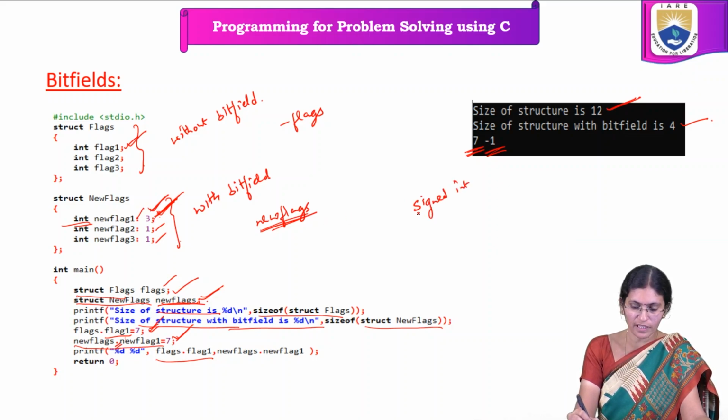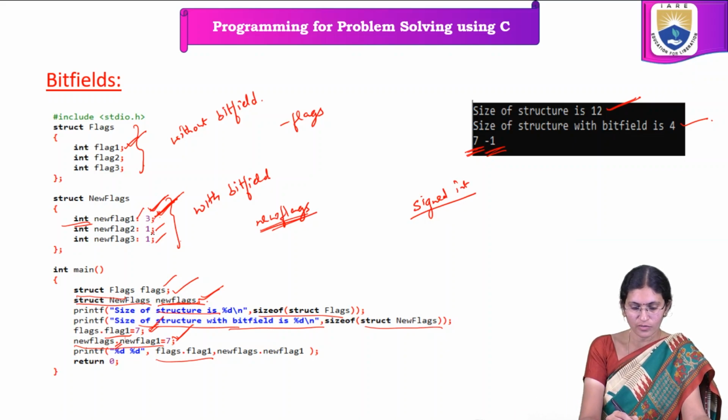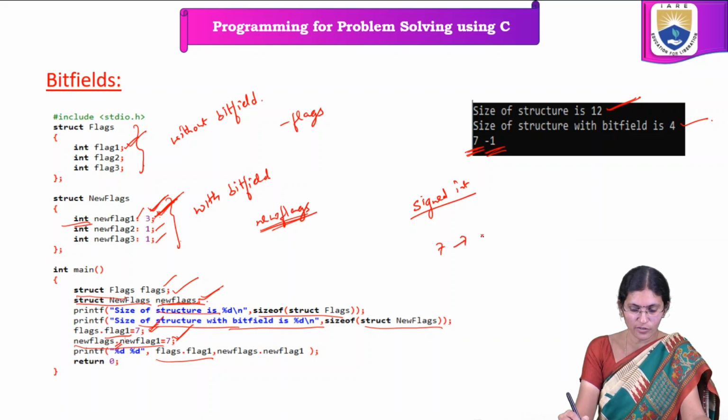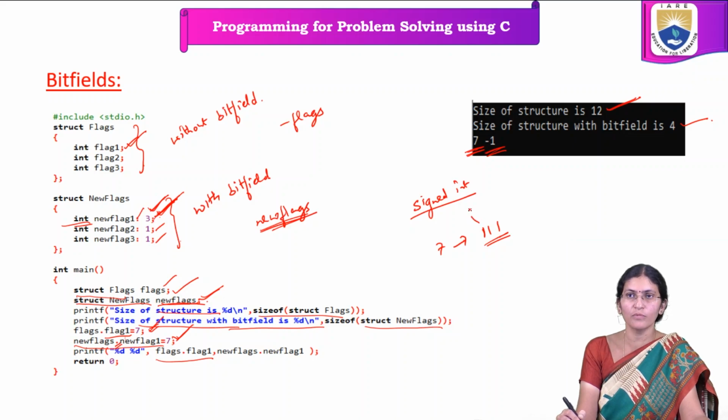A signed integer will have positive values as well as negative values. So this 7 will be interpreted as 7 requires 3 bits to be stored. So 1, 2, 3, 3 bits are required. So in memory 7 is stored in this way. Since the data type is signed integer, the MSB, the most significant bit, is the sign representation.